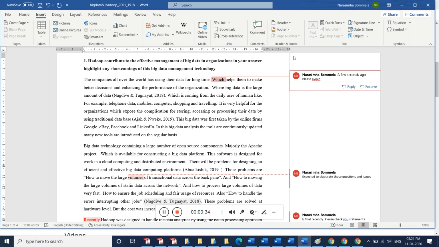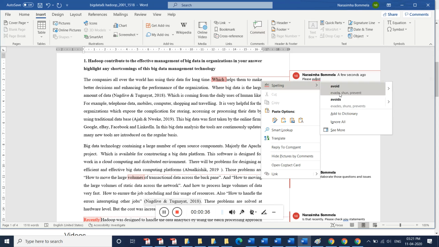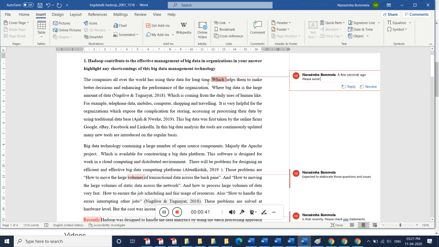First thing is, please avoid using "which." Okay? So, we can't use "which." Rather than using "which," try to use "that." For example, "that helps them to make better decisions and enhance." In that way you can use it in this sentence by replacing "which" with "that." So that is the first thing you need to focus on, and you're not supposed to use "can," maybe, in the document. Please cross check your document and update it.